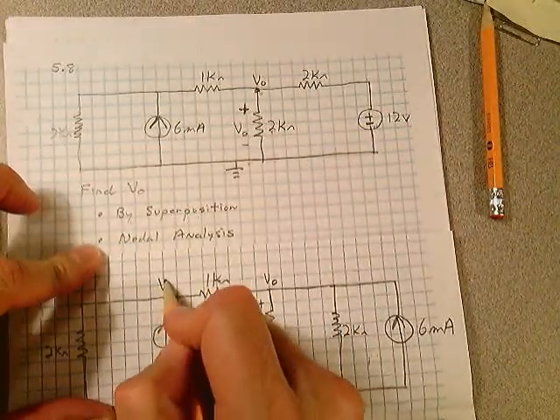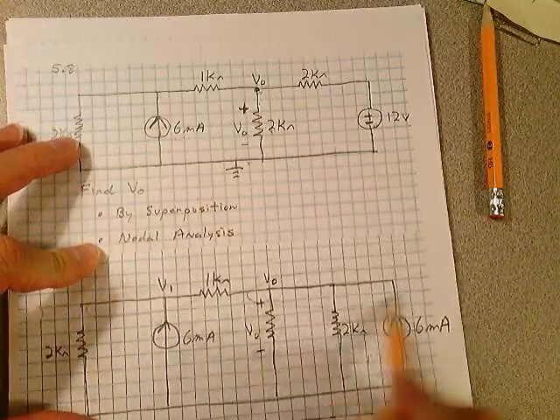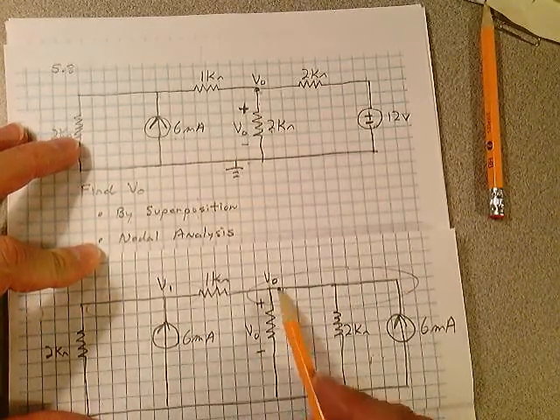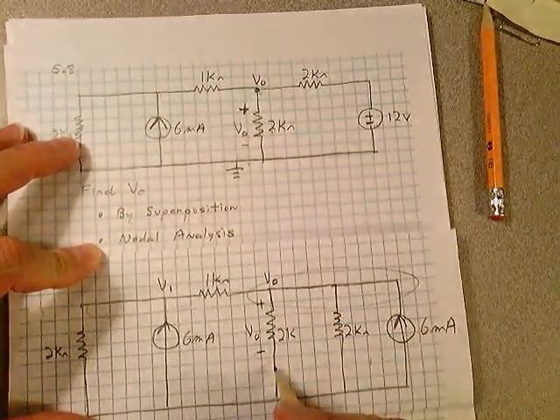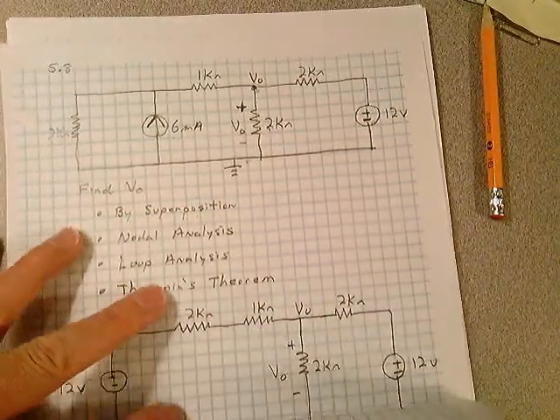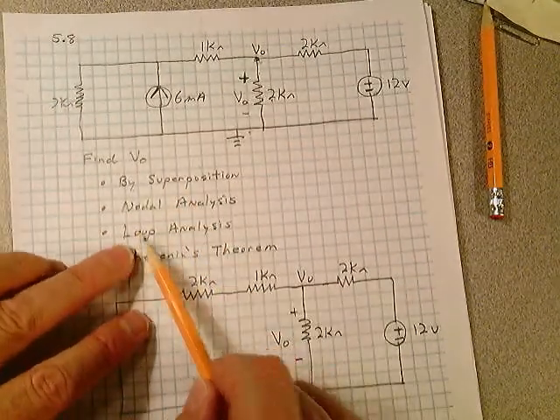Maybe it's easier now to do your nodal analysis because you have one node here and another node there. You work it out, you find V0, you divide by your 2K right here, and you should get 7.5 volts. What about loop analysis?